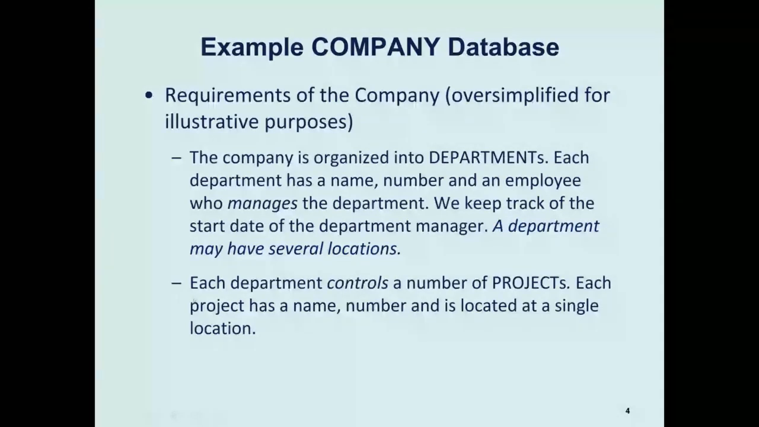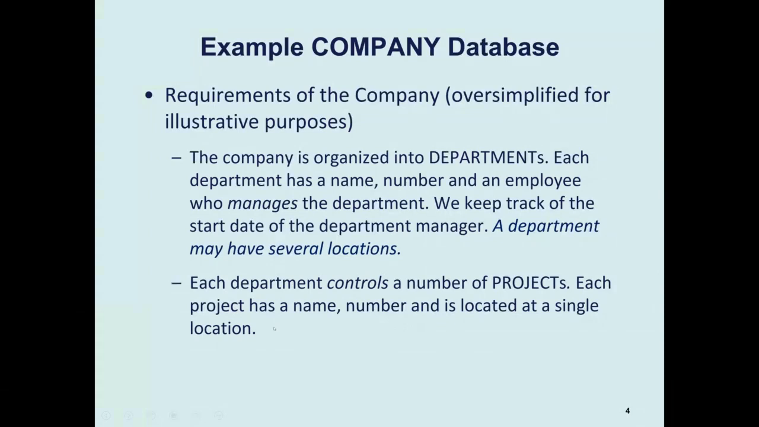Okay. For the second paragraph, each department controls a number of projects. So each project has a name, number, and is located at a single location. So this paragraph also tells us that we need to store the project information. So besides detailing what kind of information needs to be stored for the department and project, these 2 paragraphs also describe certain relationships between those real-world entities.